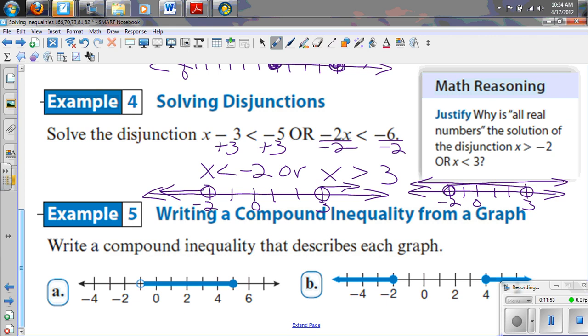So the solution to that is all real numbers, because it covers all numbers on the number line. -2 is not covered by x is greater than -2, but it is covered by numbers that are less than 3. And same thing with 3. It is not covered by x is less than 3, but it is covered by all numbers greater than -2. So we can have all real numbers as the solution when you're writing disjunctions.